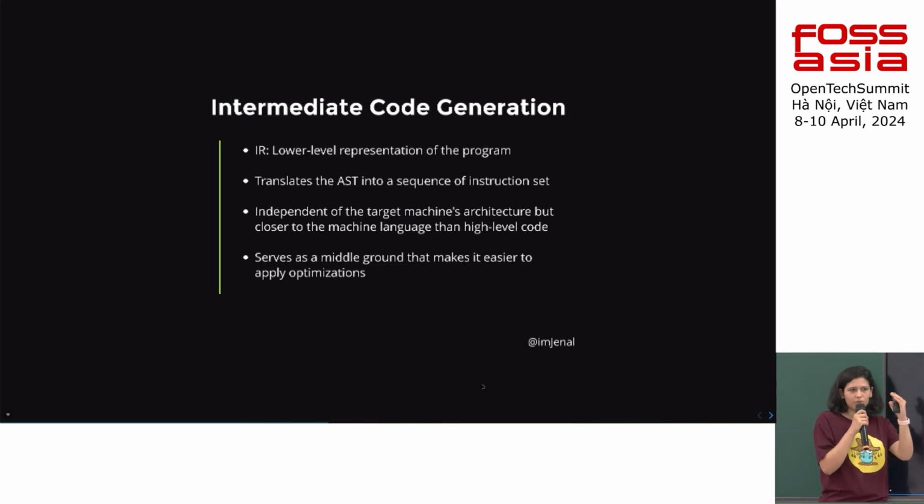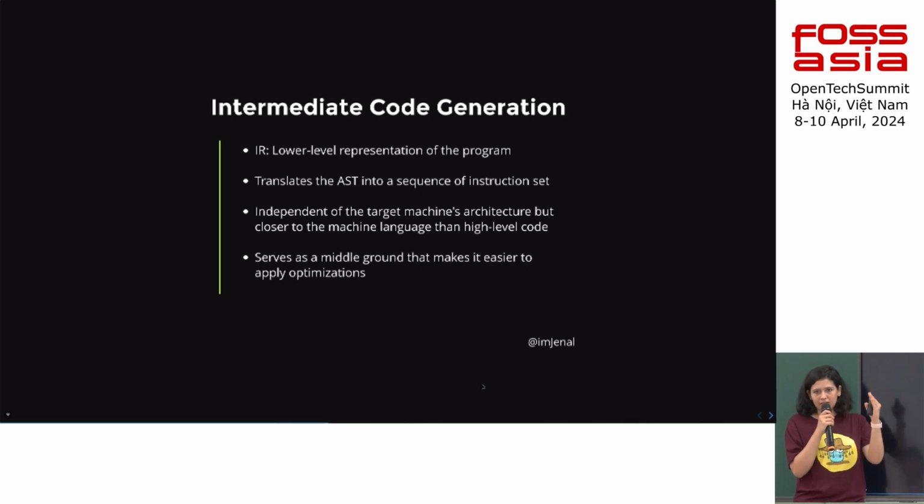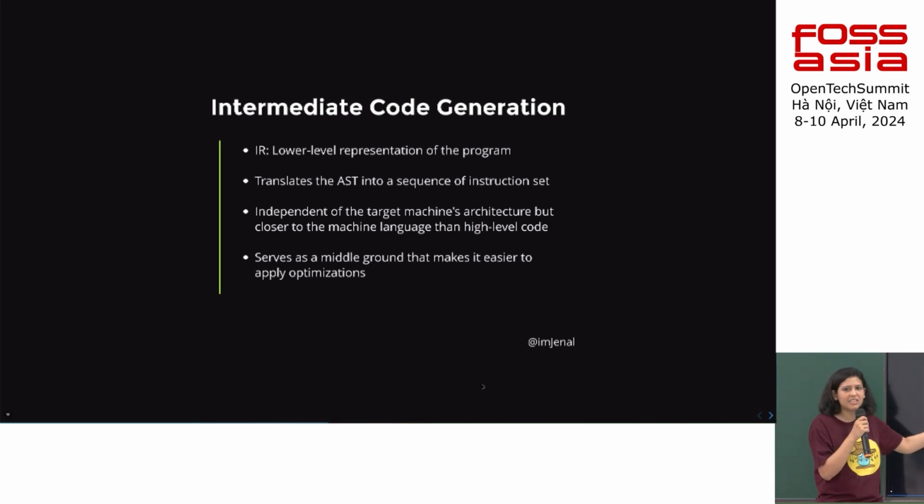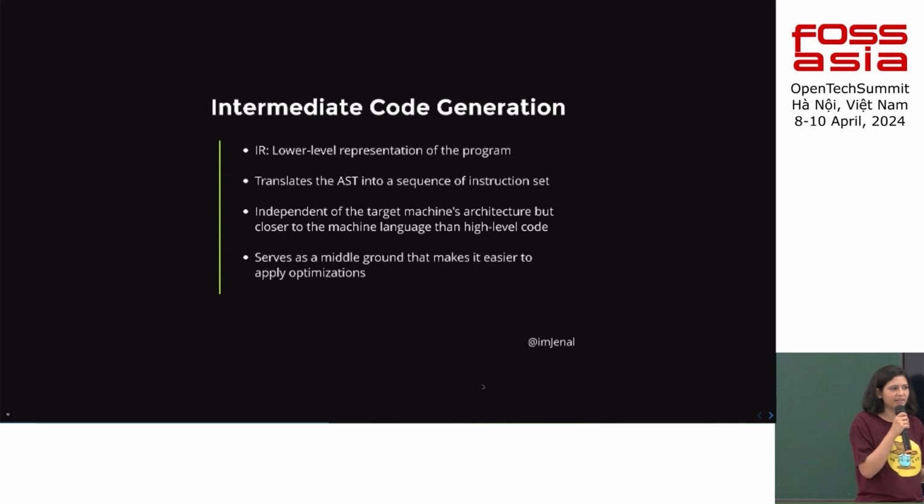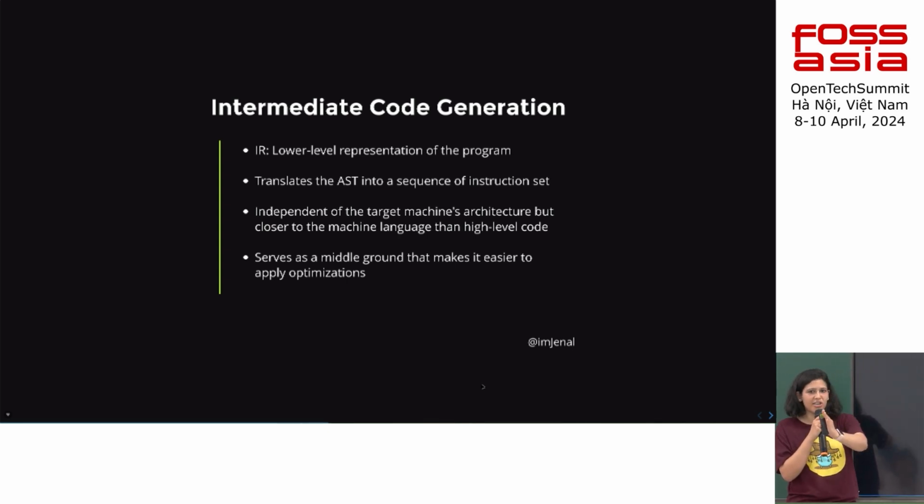So the source code gets translated from tokens to the AST, and then finally to the intermediate representation. These are all platform agnostic. It doesn't matter which target machine's architecture you have, it will perform the operations automatically, and it serves as a middle ground between the front end and the optimization of the final output, so as to make the optimizations better.